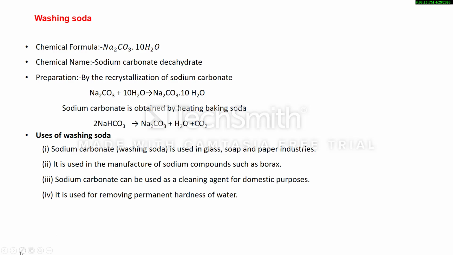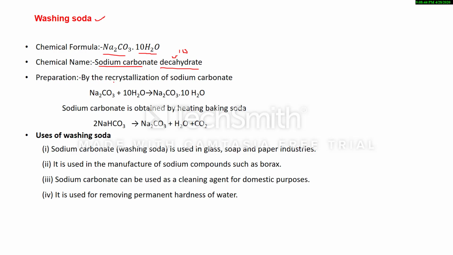Hello students, in the previous video we discussed sodium hydroxide, bleaching powder and baking soda. Now some more compounds. First one is washing soda. Its chemical formula is Na2CO3.10H2O. Chemical name is sodium carbonate decahydrate. Deca means 10 and hydrate word is coming for water. 10 water molecules means decahydrate.